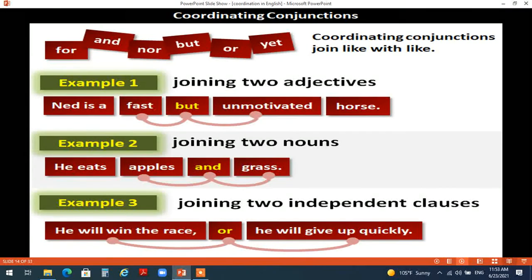Now we come to the details regarding the coordinating conjunctions. As we have seen, the coordinating conjunctions are used to join two words, two phrases, two clauses, or even two simple sentences. For example, Ned is a fast but unmotivated horse. Here we have a coordinator joining between two adjectives. In example number 2, he eats apples and grass. Here we have coordination joining between two nouns, apples, grass. In the third example, he will win the race or he will give up quickly. Here we have coordination linking between two independent clauses or two simple sentences.